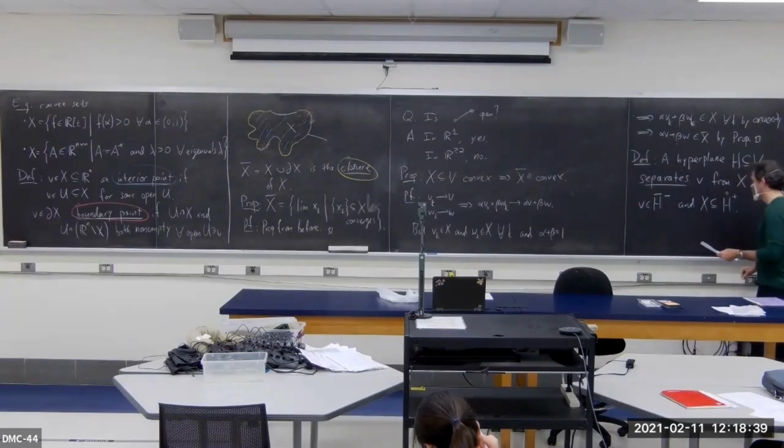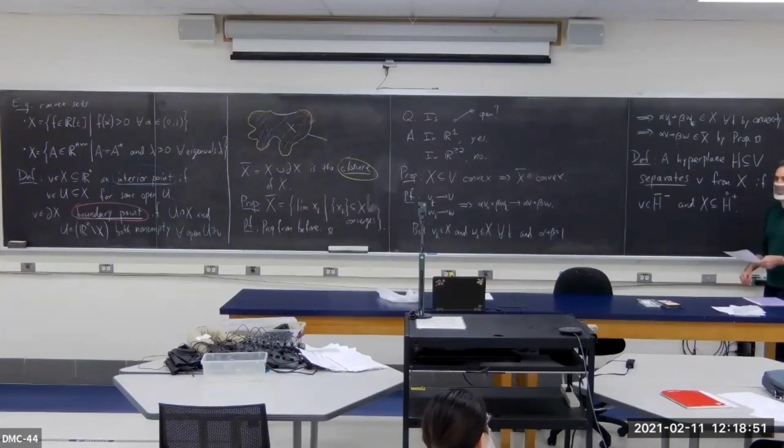Is that supposed to be a big V or a big X? Where are we talking? Tell me which line. For H contained in V. This is a hyperplane H inside of a vector space V. Okay. And I want to say it separates V from a set X, where X is also contained in V.